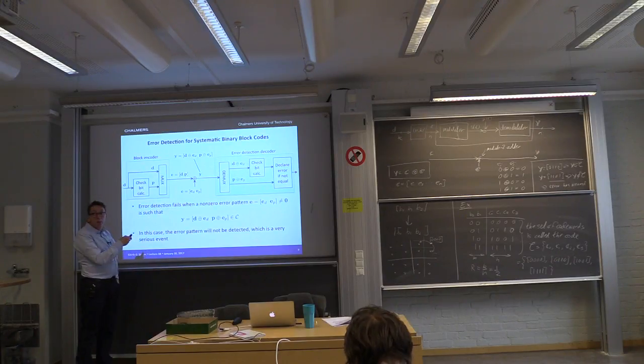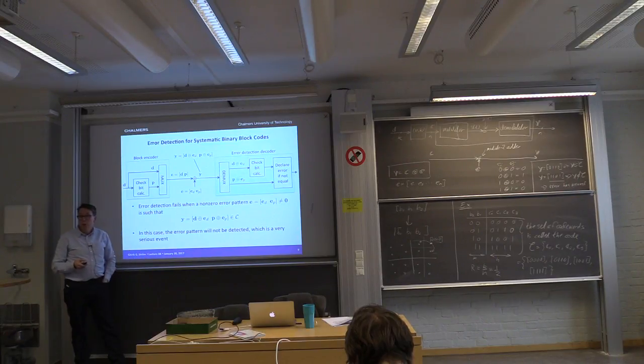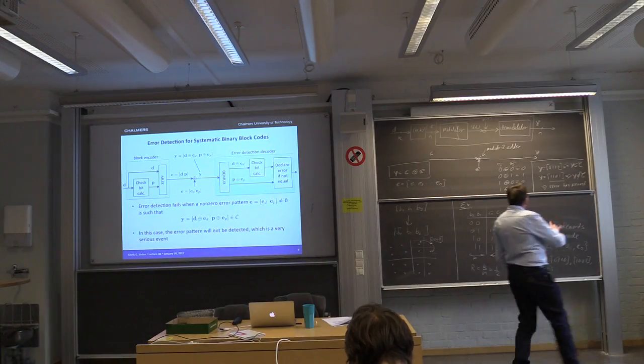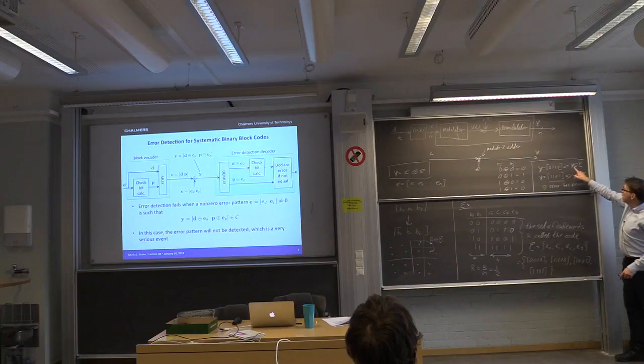Or if we split that up into 2 parts, it will be some error pattern which affects the data bits, and some error patterns which affects the parity bits. Now at the receiver, what we want to do is check whether the received pattern Y is a code word or not. We want to look at the received pattern and then decide, is it a code word or is it not? It has to be one of these 2 cases, and that's going to make our decision for us.